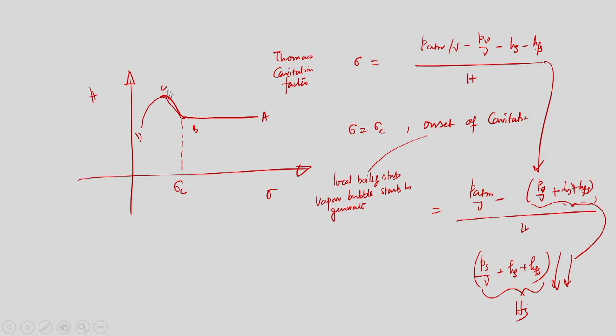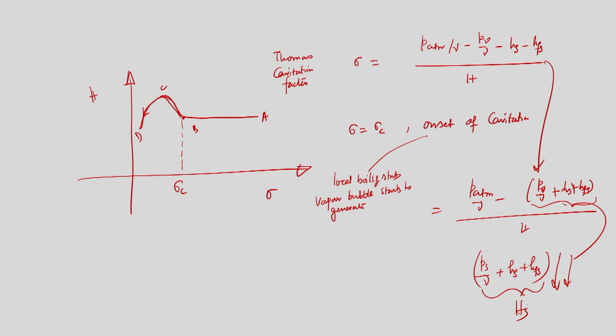Now, cavitation has already started, so the vapor bubbles will continue to generate, and there will be a situation when a huge number of vapor bubbles will start blocking the passage, and as a result the water will face a resistance and the head rise drastically falls. So the head falls drastically, which is represented by curve CD.